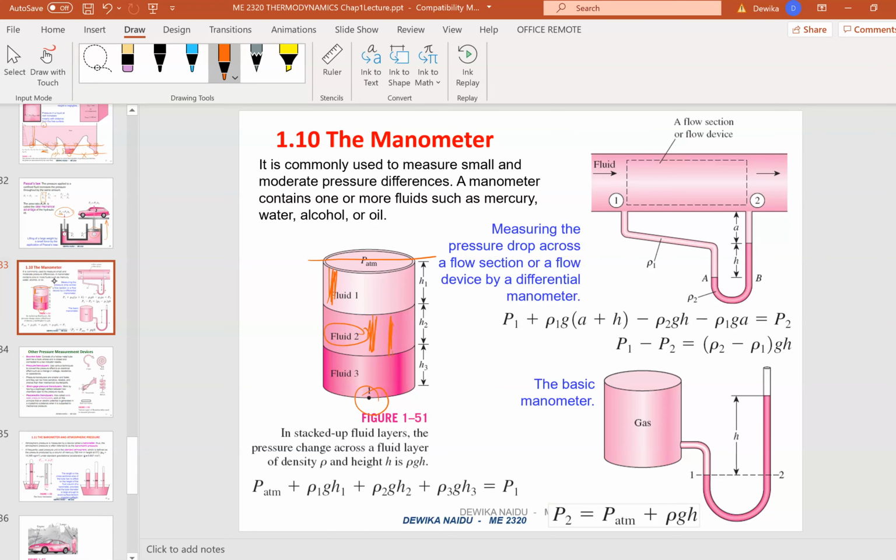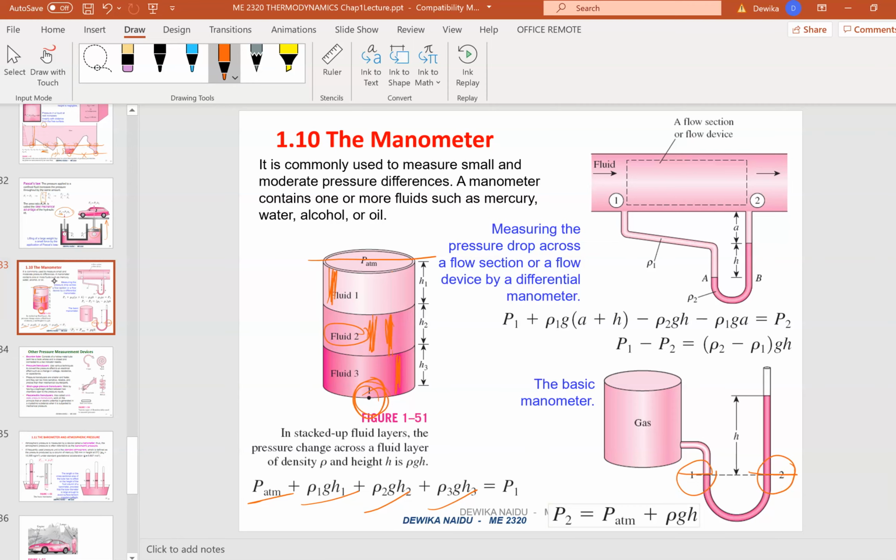Don't go and take from up to down. No, cannot. Use this height, h2. And then we have h3. So what is the total pressure? The total pressure at the bottom here would be atmospheric plus rho g h1, rho g h2 and rho g h3. That's how it works.